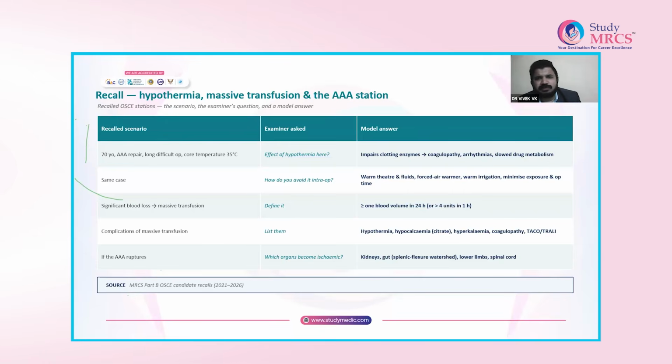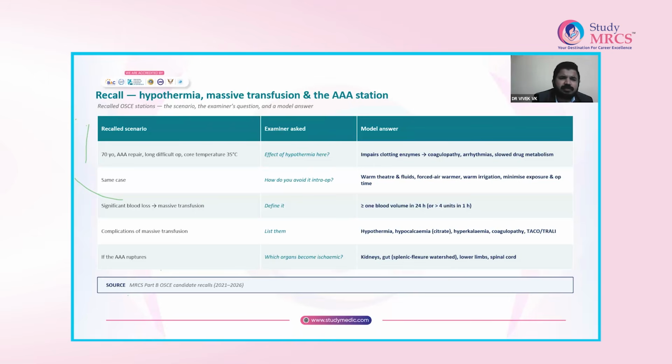Significant blood loss, massive transfusion, how will you define it? More than or equal to 1 blood volume in 24 hours or more than 4 units in 1 hour. That defines the massive transfusion. What are the complications? List them. TACO, that is transfusion associated circulatory overload. TRALI, that is transfusion associated lung injury. Hypothermia, hypocalcemia or hyperkalemia can occur.